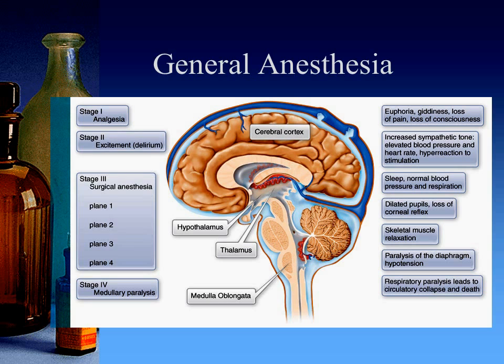Then someone passes into stage 3. This is what we call our stage of surgical anesthesia. This is the point where we want to perform surgery. We still have cardiovascular and respiratory functions, but the spinal reflexes are inhibited, so the motor control is not there. Skeletal muscles are now relaxed, and the blood pressure is down, the heart rate is down.